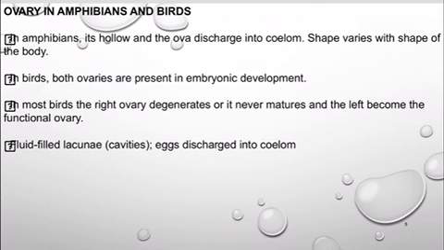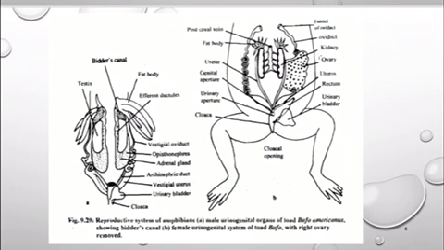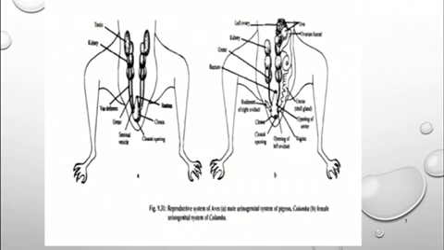In most birds, the right ovary degenerates or it may never mature, and then the left becomes the functional ovary. In birds, you have fluid-filled lacunae, that's cavities, and then the eggs are discharged into the coelom, that's the body cavity. Right here is an illustration of the ovaries as you can find them in the amphibians and the birds. They are illustrated here. The ovary in the amphibians is well illustrated there.